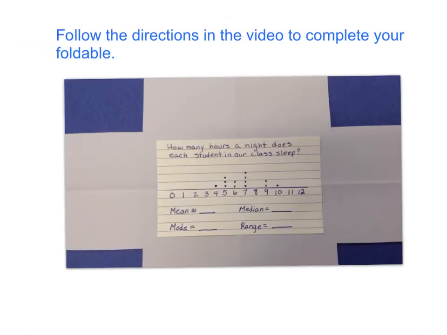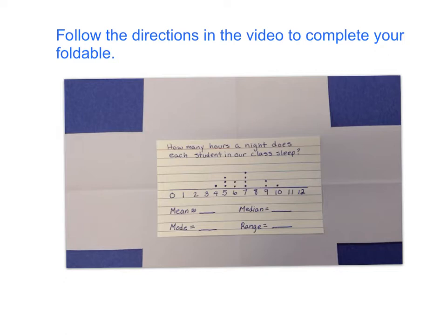Now I'd like you to follow the directions in the video below to complete your foldable. First, you're going to take your full index card and copy the information that is on it. So it says, how many hours a night does each student in our class sleep? And then we have a dot plot to graph that data. So we have 1 dot above the 4, 3 above the 5, 2 above the 6, 4 above the 7, 2 above the 9, and 1 above the 10.